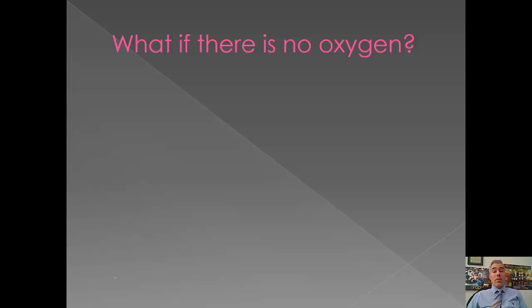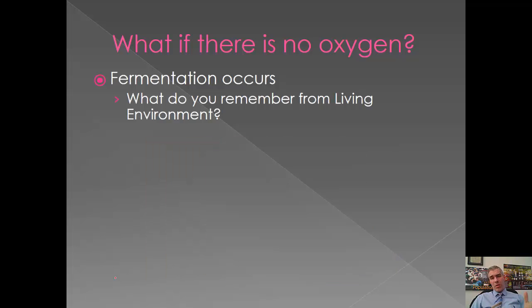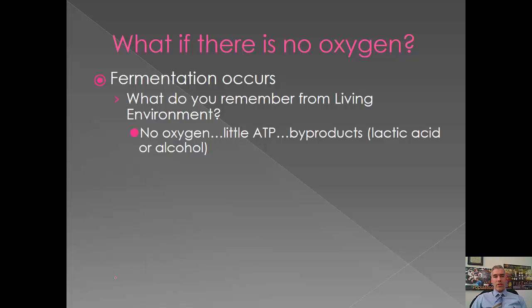Okay, so what if there's no oxygen at all, or very little oxygen? What does our cell start to do? A process called fermentation. It's called anaerobic fermentation because that's when there's no oxygen present. So if I were to ask you, what do you remember from living environment? The common thing that people would say is, well, there's no oxygen, and you get a little ATP, and you generate byproducts, such as lactic acid and alcohol.